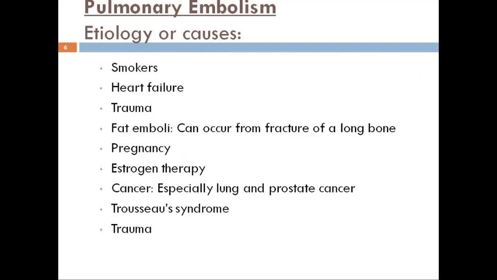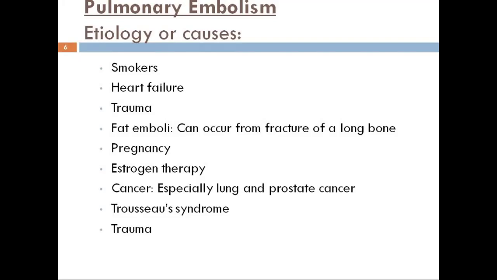Trauma to any part of the body, you end up releasing clotting factors from the damaged tissues and can also lead to increase in developing pulmonary embolism. And fat emboli. Yeah, if fat goes into the blood, for example, from a bone that is fractured, the long bones, they have a lot of fat in them. So if the bone is fractured, you can have pulmonary embolism as a result of the fat being dislodged into the blood.